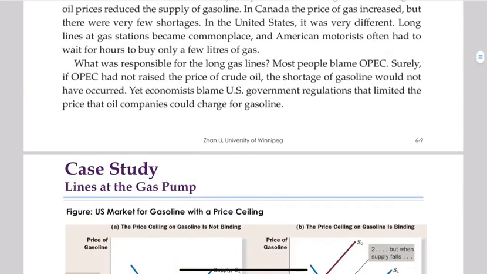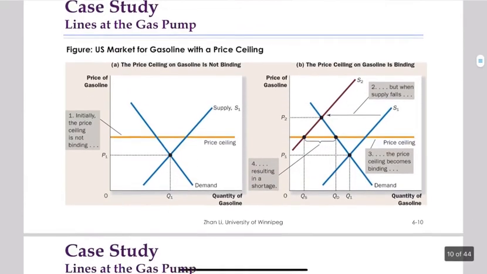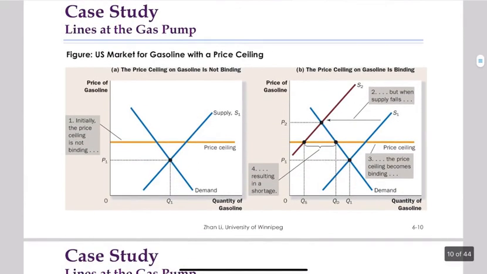Now, why could we observe this kind of difference, right? Why were there long lines in the US? Here we have two graphs which give you a very intuitive explanation.